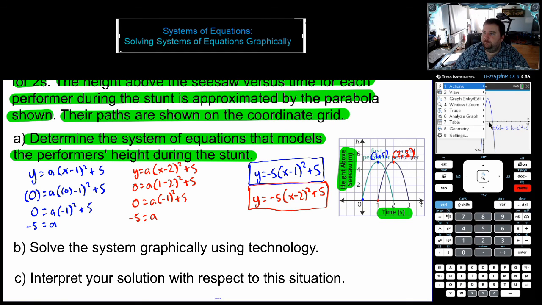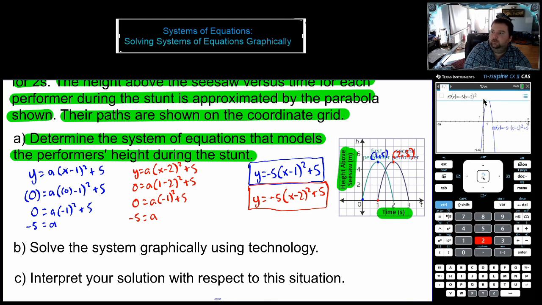Now we're going to hit Menu, Graph Entry, and we're going to enter a new function, f2. Negative 5(x minus 2) squared plus 5. And we're going to graph that one. So there's our two functions, and we're going to find our solution.